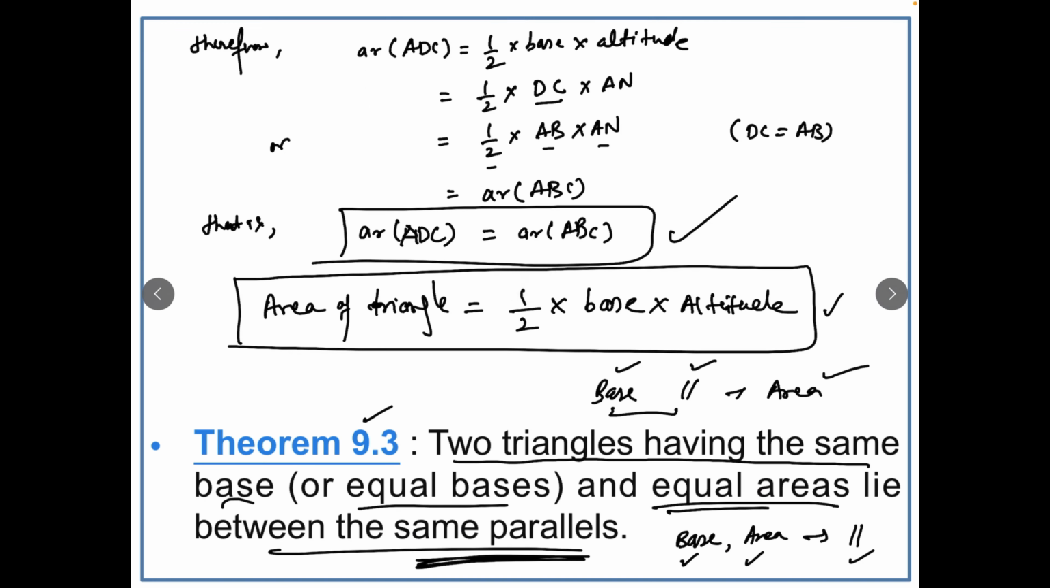Okay, so now let's start exercise 9.3. We will be looking at the first 3 questions only in this particular session. So this is chapter number 9, areas of parallelograms and triangles, exercise 9.3. Here question number 1 is, in figure 9.23, E is any point on median AD of triangle ABC. Show that the areas of triangles ABE and ACE are equal.